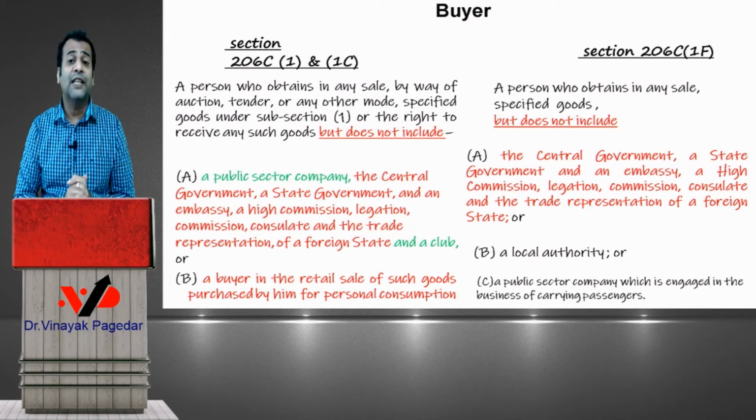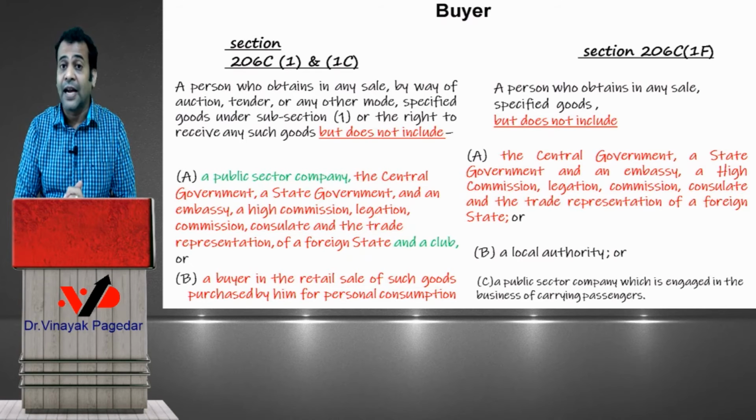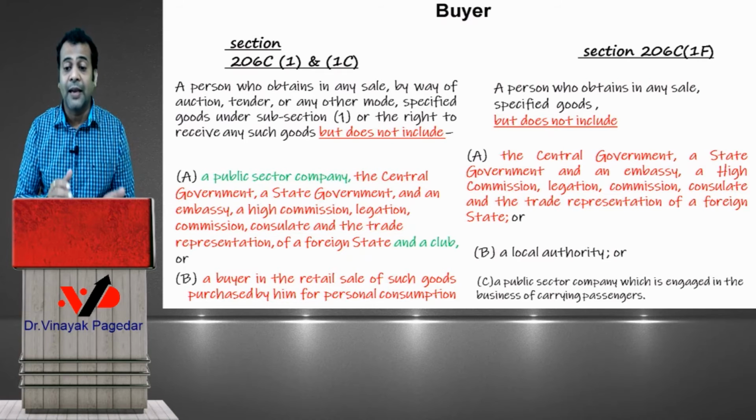For the purpose of section 206C(1F), that is the vehicle whose value exceeds 10 lakhs, remember any person who buys the vehicle is liable to TCS at 1%, but certain people are excluded. Again, those mentioned in point A, B and C: central government, state government, embassy, high commission, legation, commission, consulate, and the trade representation of a foreign state.